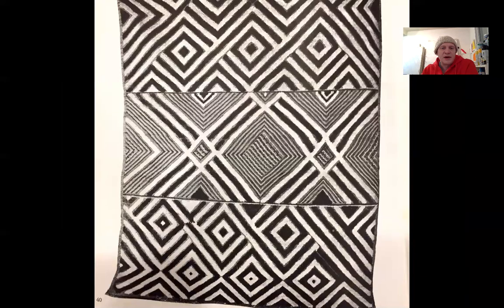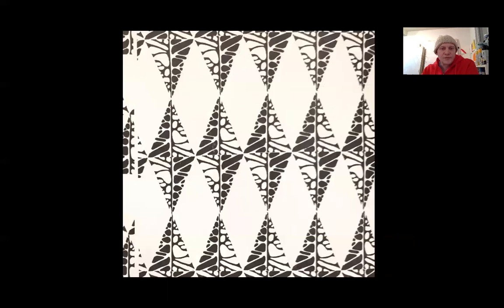The diamond pattern, this is a variation on the square. So just turn a square on its side and you get a diamond pattern. Here's a diamond with flipping and mirroring happening.